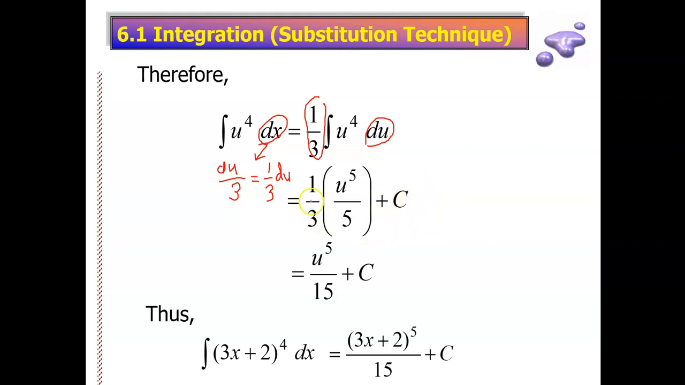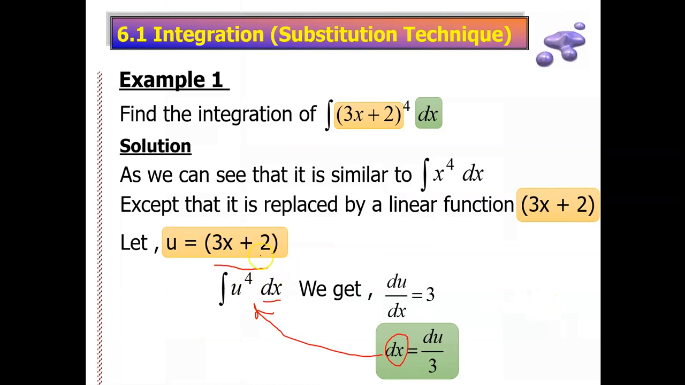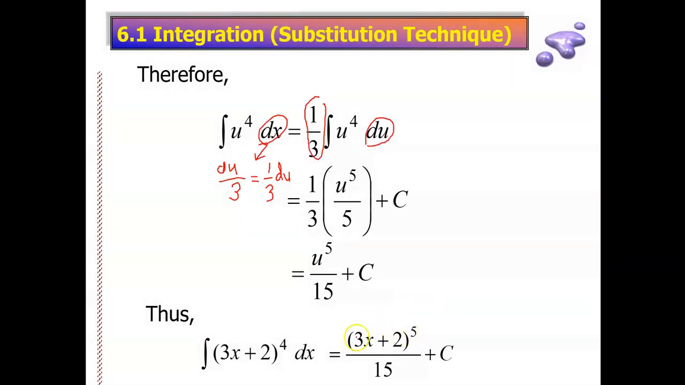Okay, so you just multiply it out, then you get u to the power of 5 over 15 plus c. Remember, this is in terms of u. You need to change it back into x. So what is your u just now? Your u is 3x plus 2. So you're going to substitute it back, giving 3x plus 2 to the power of 5 over 15 plus c. So this is the final answer. The final answer must be in x terms.